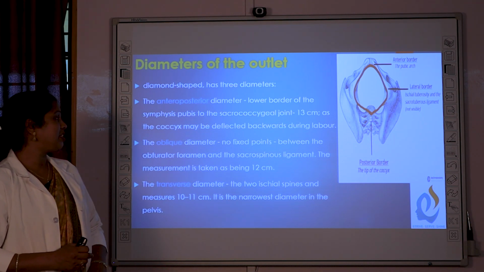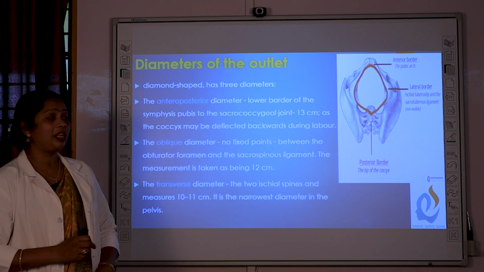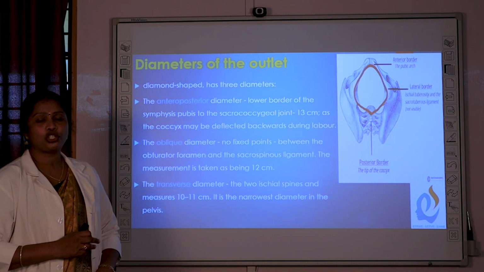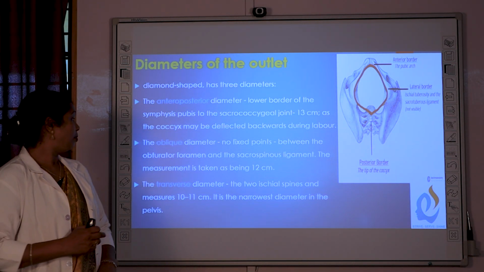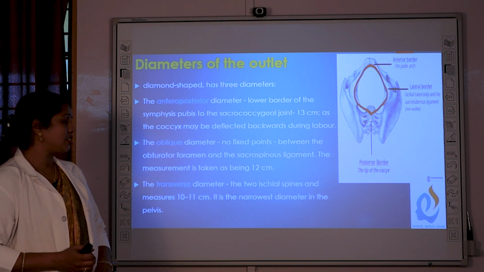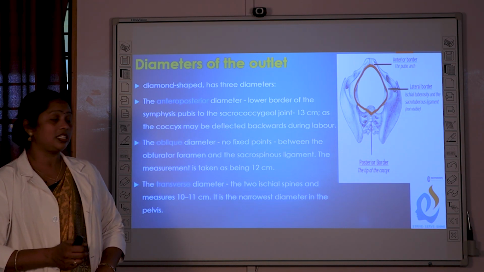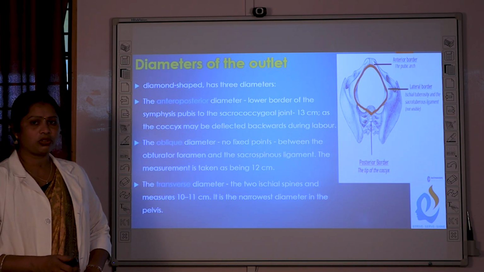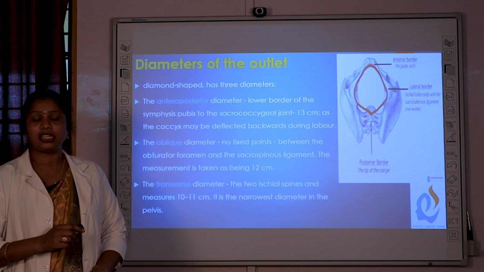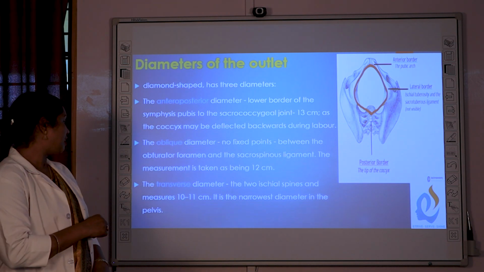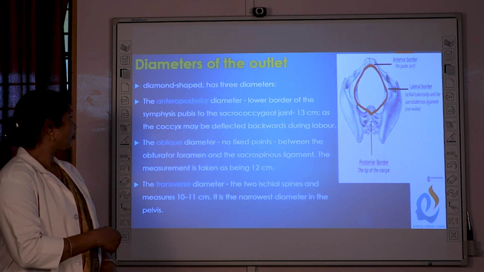The oblique diameter, there is no fixed point for the oblique diameter. It is present between the 2 foramen ovale and the sacrospinous ligaments. It is approximately 12 centimeter. Then the last one is the transverse diameter. It is present between the 2 ischial spines. It is 10 to 11 centimeter.